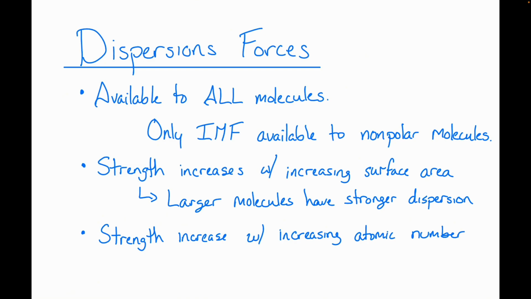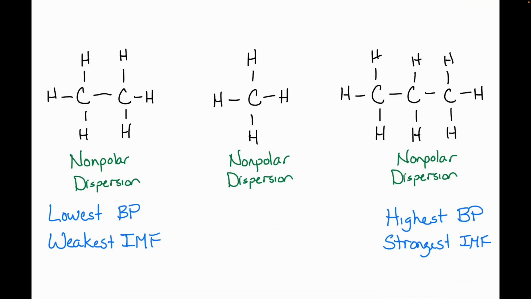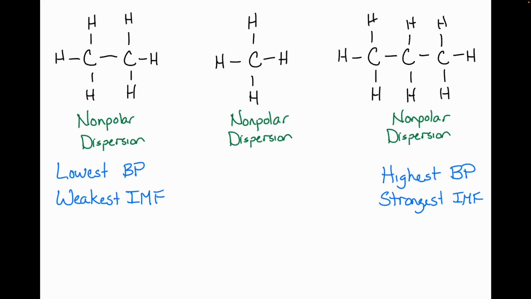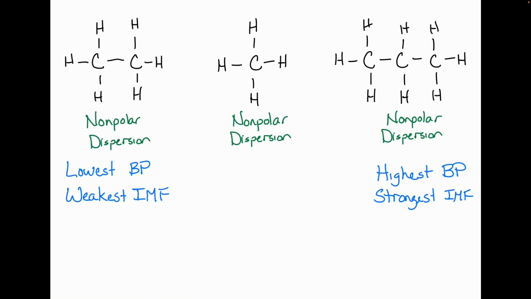So in the first example, we were comparing molecules that were all about the same size, but they had different functional groups, different intermolecular interactions available to them. Now we're looking at molecules that all have the same type of intermolecular interaction, these dispersion forces, but we can still rank them from lowest to highest boiling point because they differ in their size.